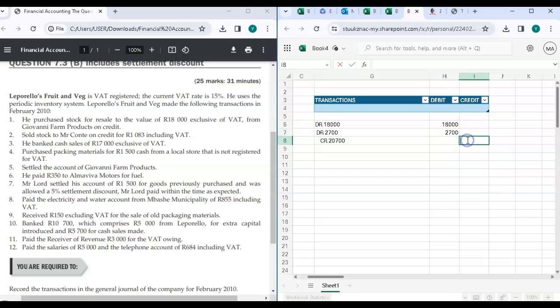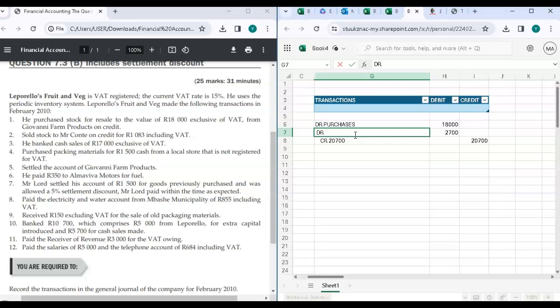And then 20,700. Now, does debit equal credit? Yes, 20,700 is equal to that debit plus that debit. And obviously, I don't know why I wrote this, it's supposed to be debit purchases. As I told you, it's not debit inventory because we're dealing with periodic. Whenever you see inventory, it's purchases, and then debit VAT.